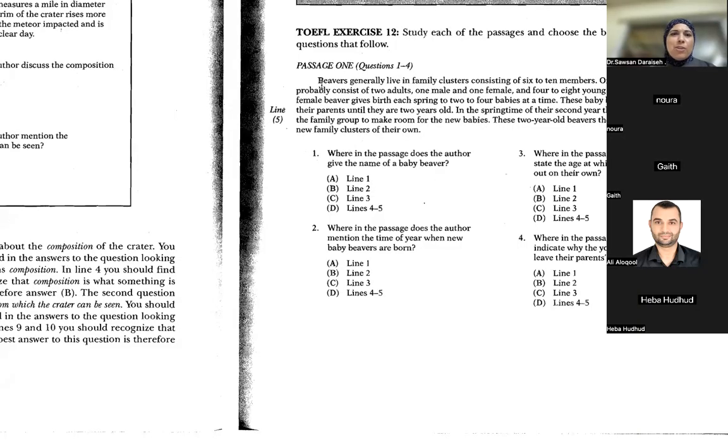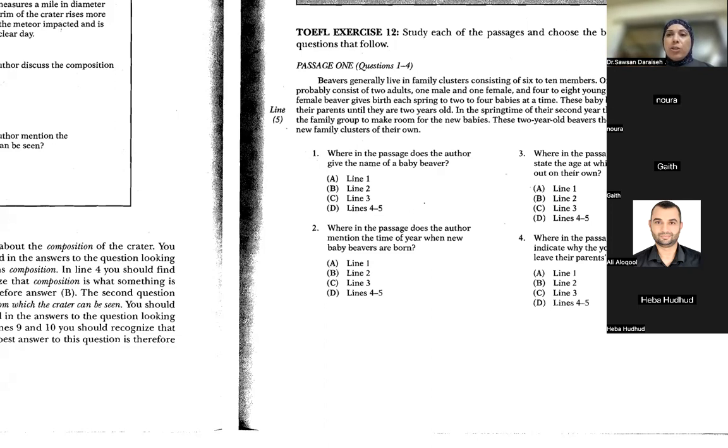Okay, so back to beavers. Now you know what beavers are. Now when you see the word beaver, you're like, I know that, you guys don't, all right? So beavers generally live in family clusters. They don't live alone, guys. Family clusters, like in groups, consisting of 6 to 10 members. So each group has 6 to 10 members.